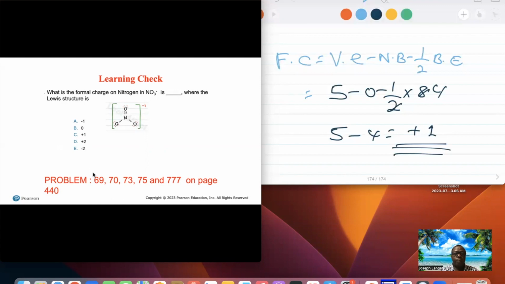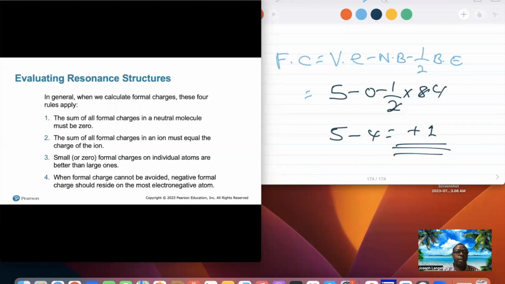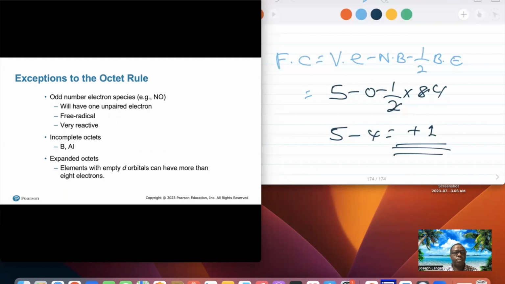Please see problem numbers 69, 70, 73, 75. I think this should be 77, not 777, problem number 77. I do apologize for that. Page 440 will give you good exercise on how to calculate the formal charge of an element in a molecule or a polyatomic ion. These are just a summary of evaluating resonance structures using the formal charge. You can read on those, pretty straightforward.